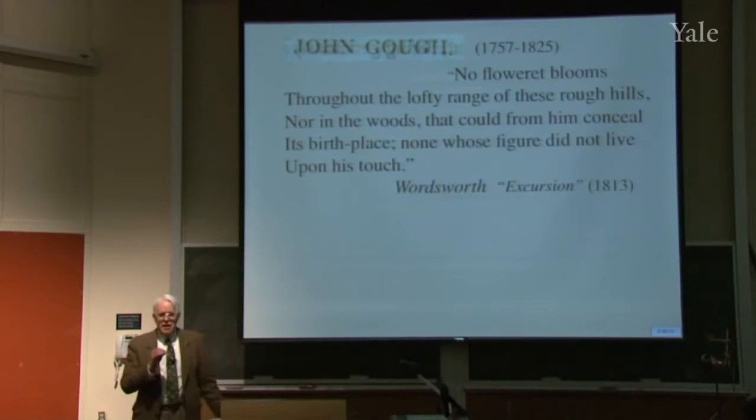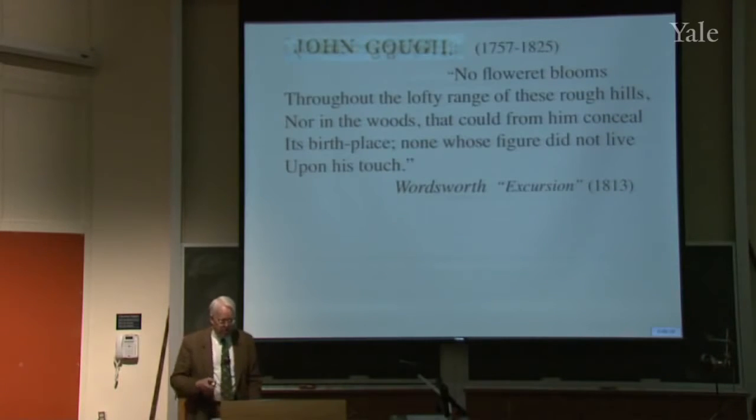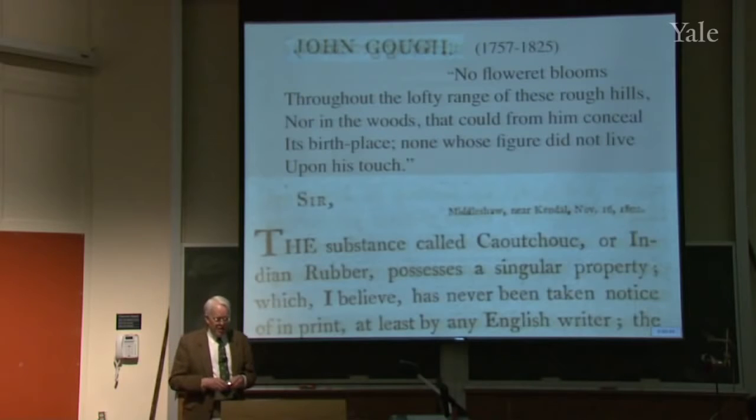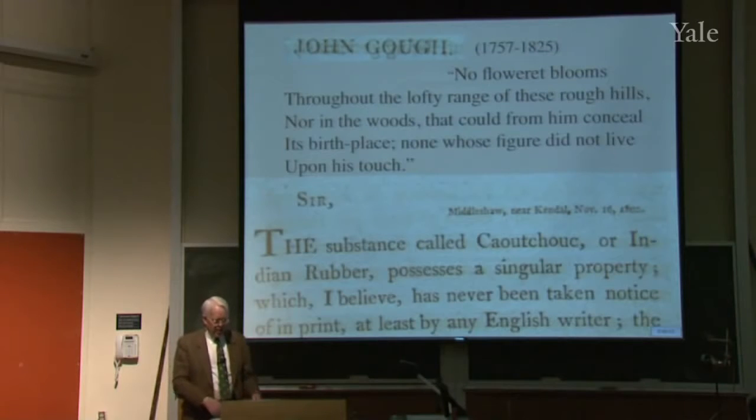Touch, because when Gough was 3 years old, he had rheumatic fever and went blind, right? So he was a great scientist, though blind. Everything he had to do by touch or description of someone else. So all these studies of rubber he did blind, okay? Here's the beginning of this. He lived in Middleshaw House near Kendal in 1802. He said, "The substance called caoutchouc, or Indian rubber, possesses a singular property which I believe has never been taken notice of in print, at least by any English writer."